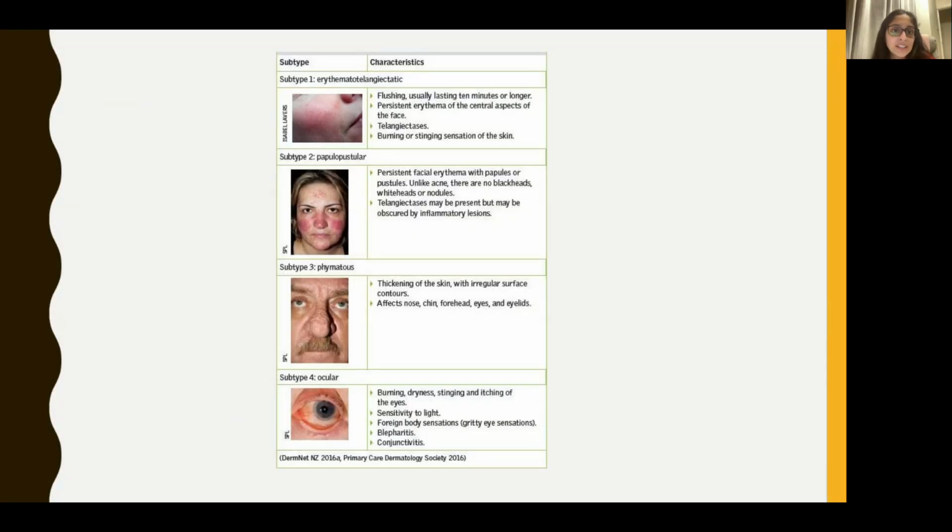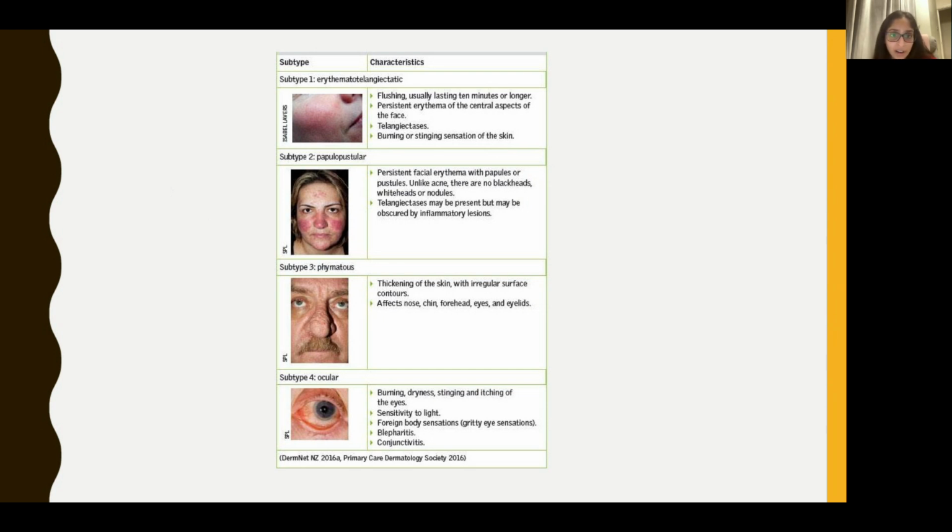So here you can see that there are 4 stages. The first, you can see that there is flushing, and you can see some telangiectasia present, and there might be some burning or stinging of the skin. The second, which is similar to the previous image, it's persistent. So there'll also be some papules and pustules present. And unlike acne, there are no blackheads, whiteheads, or nodules. And again, telangiectasia will be present.